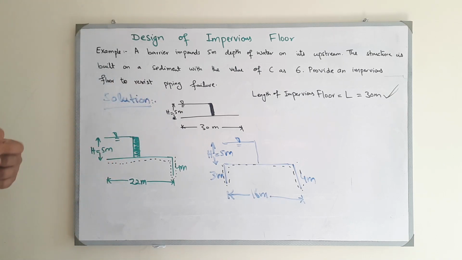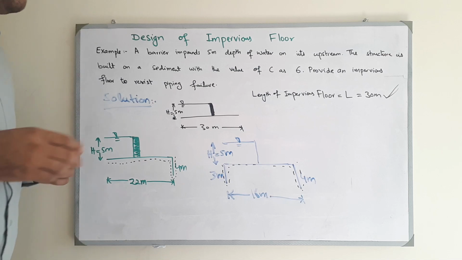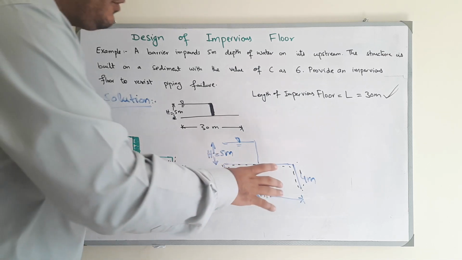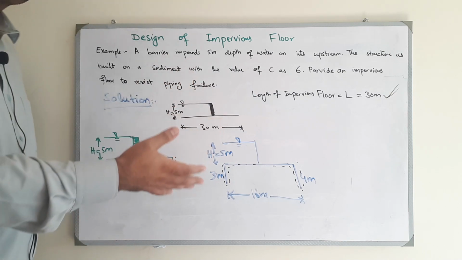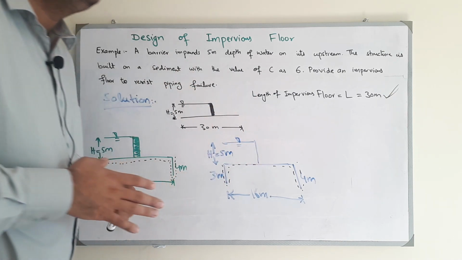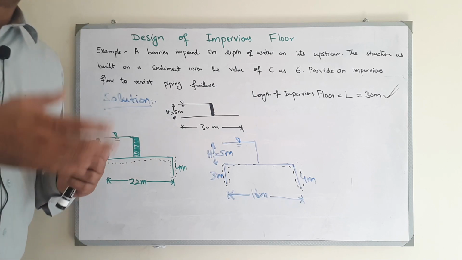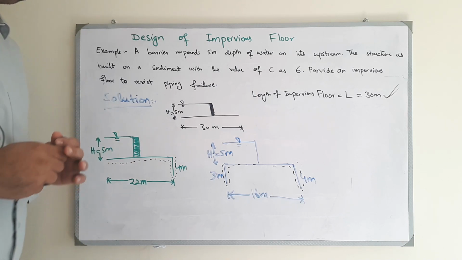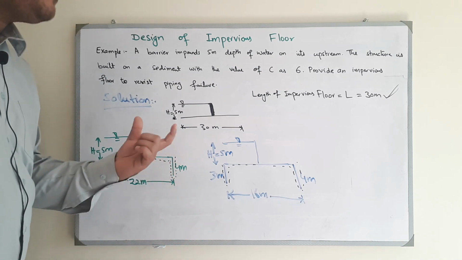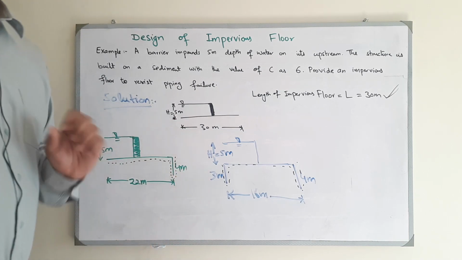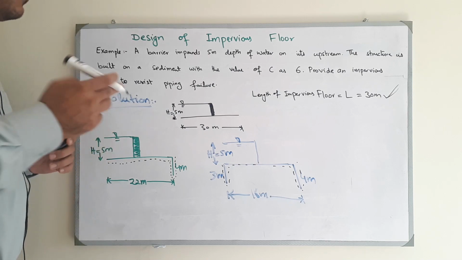But now there could be a question: why are we providing the sheet pile at upstream and downstream? Here in this case it is only at the downstream, or there may be a case where you provide only at the upstream. So why are we doing this, or which one is better, or what to adopt? This will affect the position of the sheet pile, and will affect the thickness of the impervious floor.